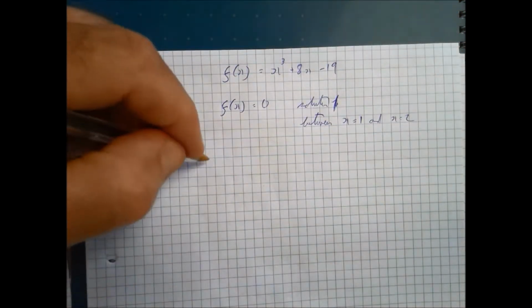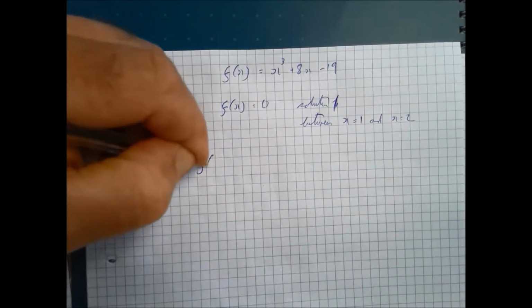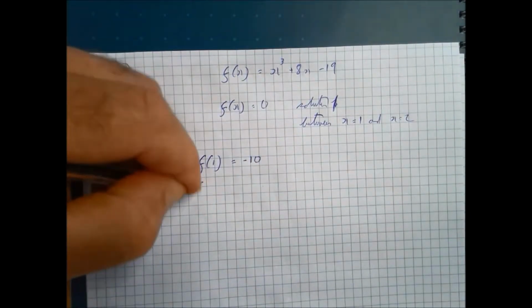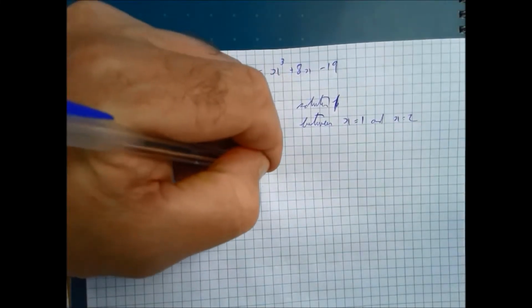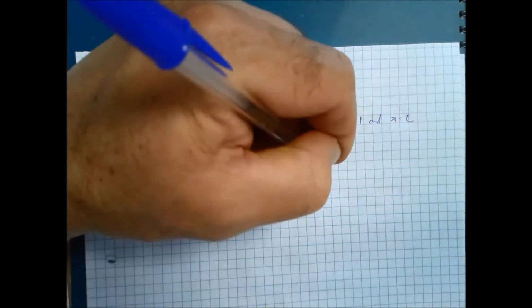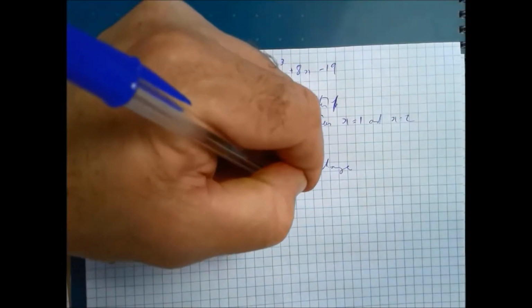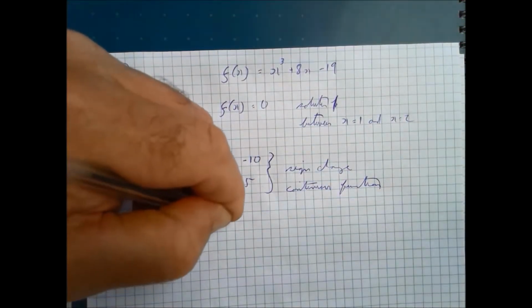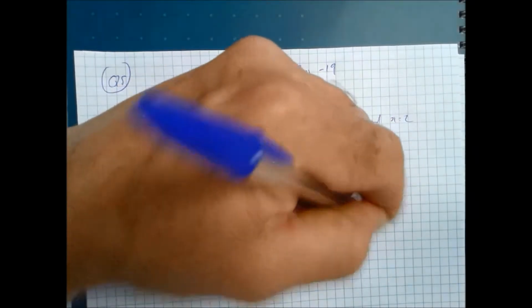Okay, so this one's relatively straightforward. Probably don't even need to put the numbers in the calculator, but we look at f of 1, that equals minus 10, f of 2 equals 5. We have a sign change, and we also know it's a continuous function. Therefore, a root between 1 and 2.